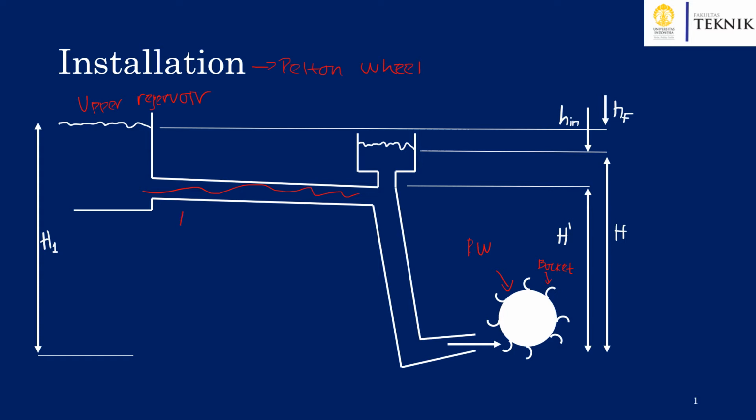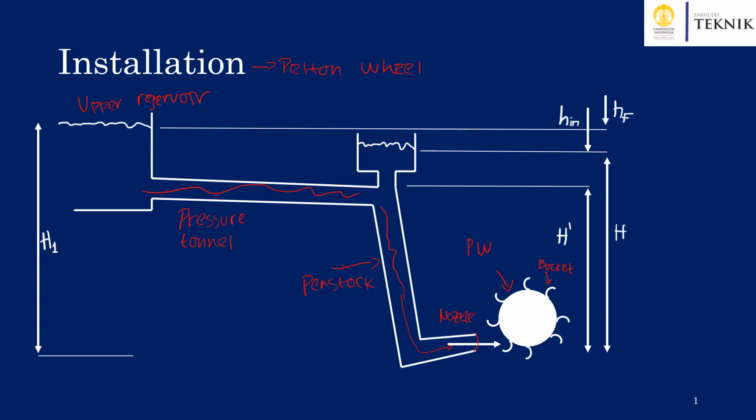After leaving the reservoir, the fluid will flow through this area that we call the pressure tunnel, and then after that it will go through an almost vertical pipeline. Here we call this the penstock, and then it will flow into the smaller area. At the end of the penstock we have the nozzle.